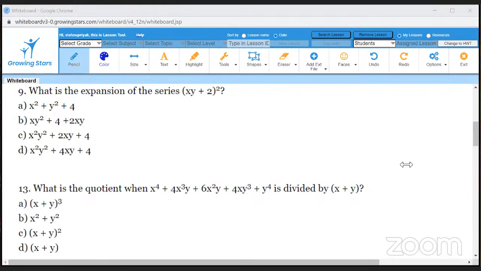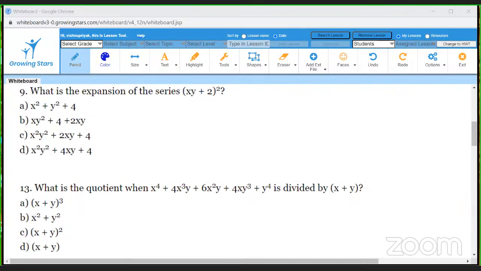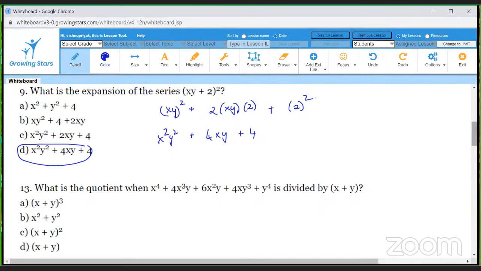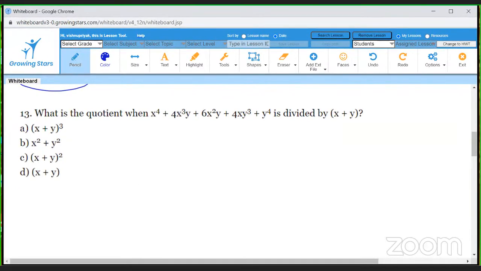Okay. Ninth one. What is the expansion of xy plus 2 whole square? So this is very easy actually. You can use a plus b whole square only. A square plus 2ab plus b square. X square y square plus 4xy plus 4. That is option D. Very easy question. Question number 13.